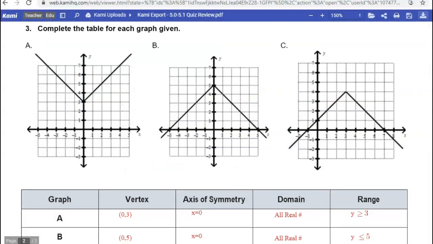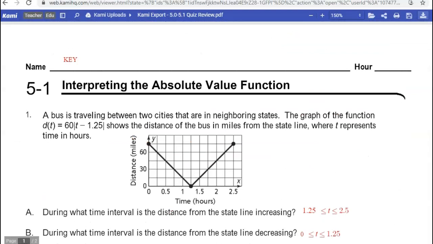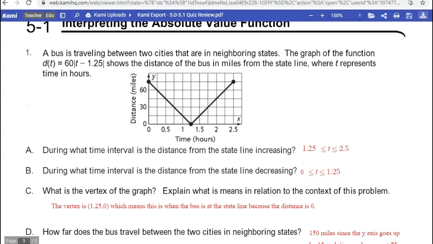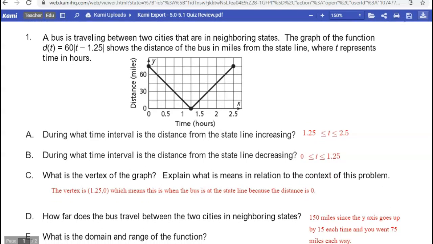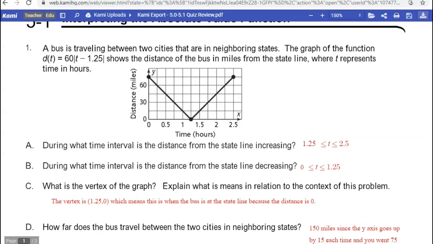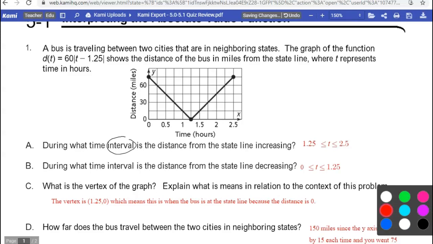All right, we're going to go through these answers real quick. For those of you that did this, I emailed you the key. But for the rest of you, just some things we need to focus on here. It says during what interval? So it should not be just a random number. It should be a range of numbers.